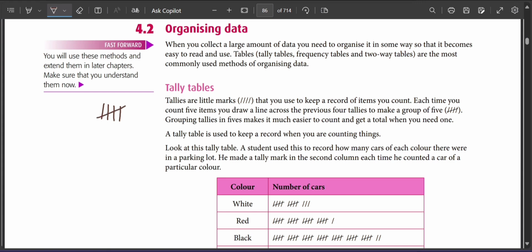Now if I say make 10, what you are going to do is make 5, and then 1, 2, 3, 4 and then 5. This is 10 in tally, right? So this is basically how to make a tally table.